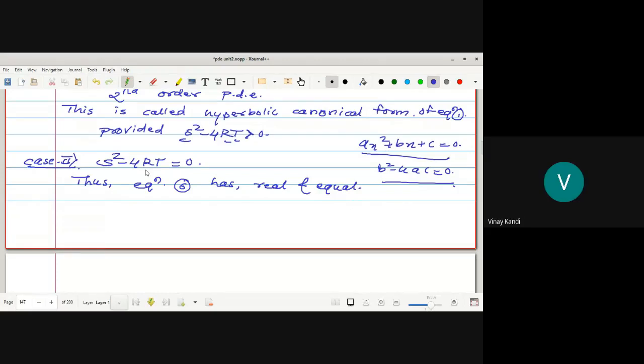Real and equal roots. Okay, say that root is lambda, repeated 2 times. Okay, repeated root of equation 6.